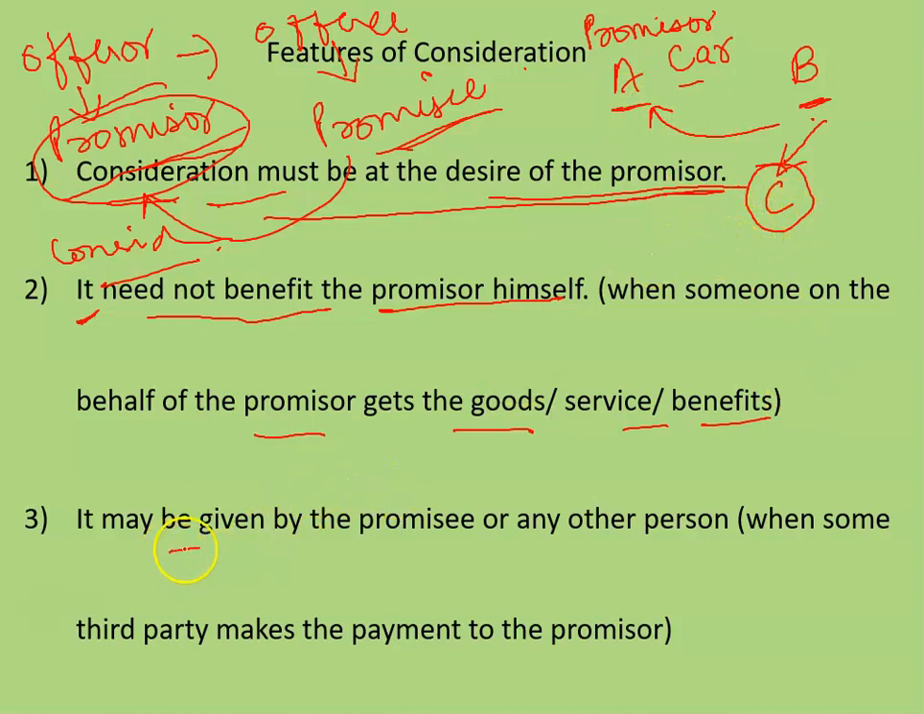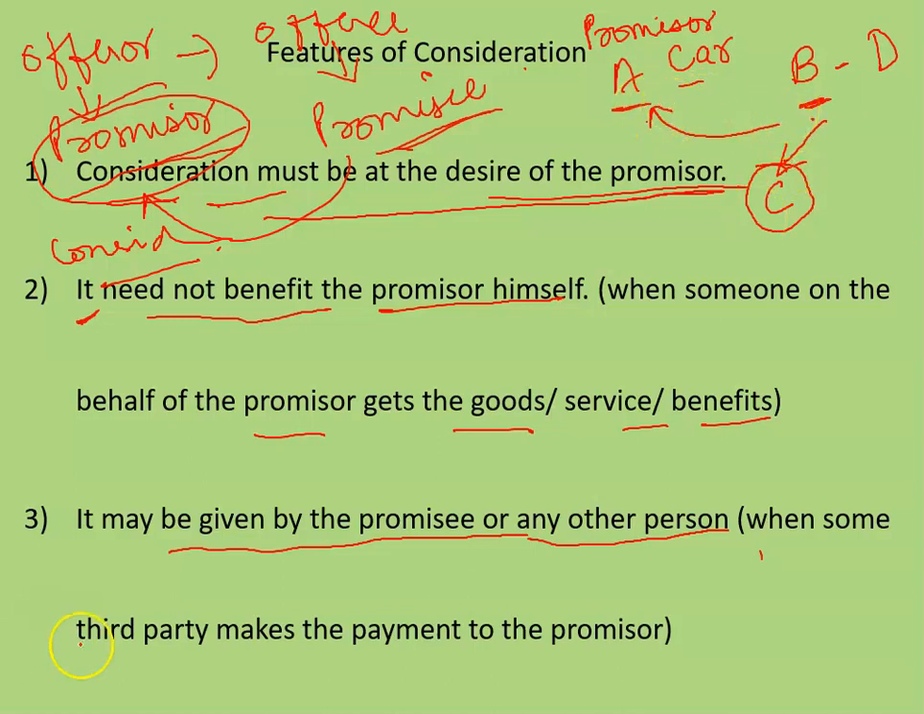Next one is, it may be given by the promisee or any other person. Similarly, we can take up the same example. A has sold the car to B, and the consideration is the subject matter. Consideration is something which the parties are exchanging. So here the car is the consideration for B and money is the consideration for A, right? So that consideration may be given by the promisee or any other person. Instead, B says that D will make the payment to A.